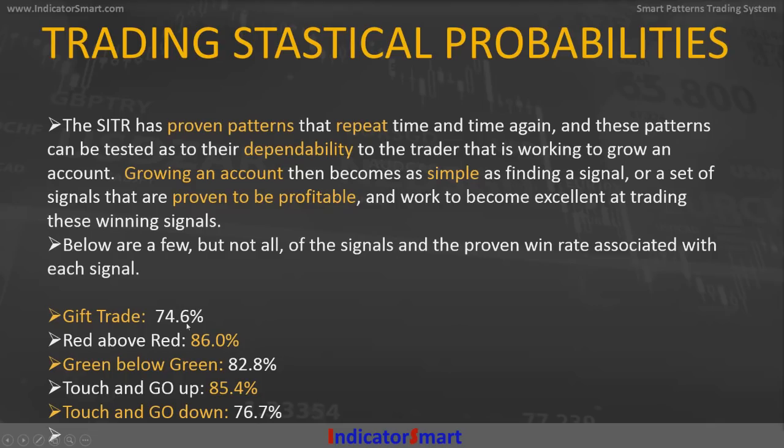We have a gift trade that wins almost 75% of the time. We have a trade, a red bar above a red smart price band. Now I'm going to go specifically through that when I show you the chart and tell you why that is so spectacular. 86% of the time. We have a green below, and actually it's cyan or blue smart price band. Red above red, green below green.